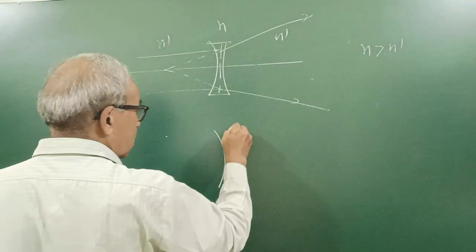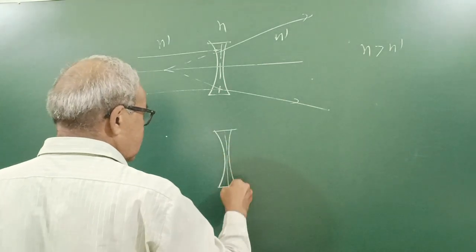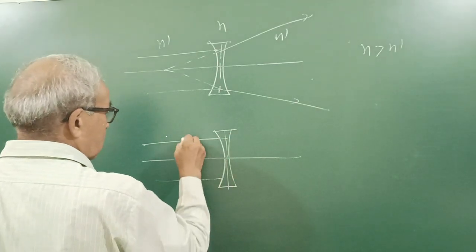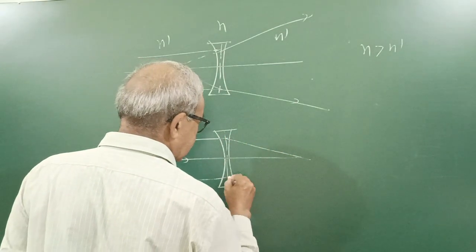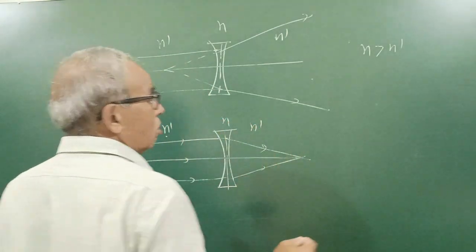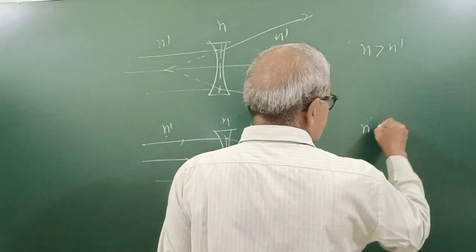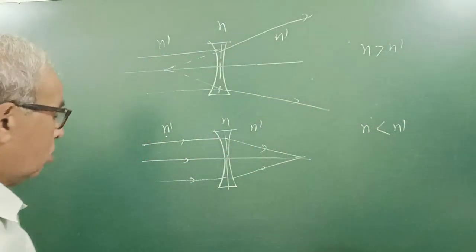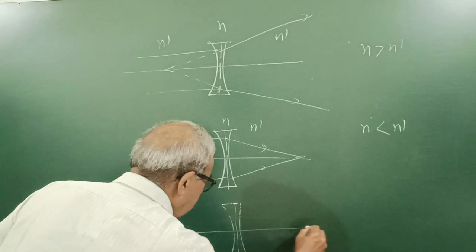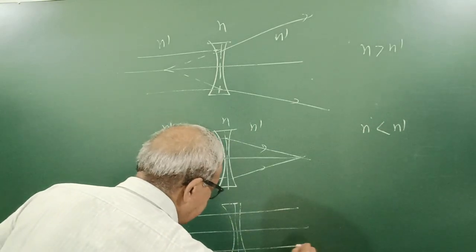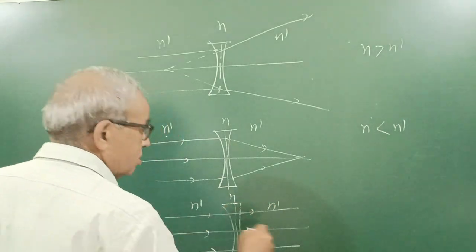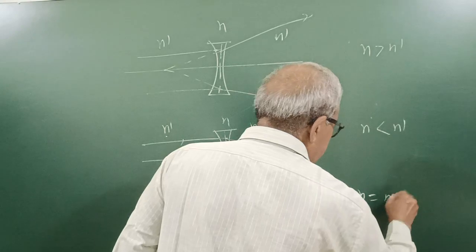If it is a diverging lens again, but the parallel beam converges somewhere, then n and n dash: here n is less than n dash. And similarly, if the figure looks like this, the parallel beam remains parallel, so n equals n dash.